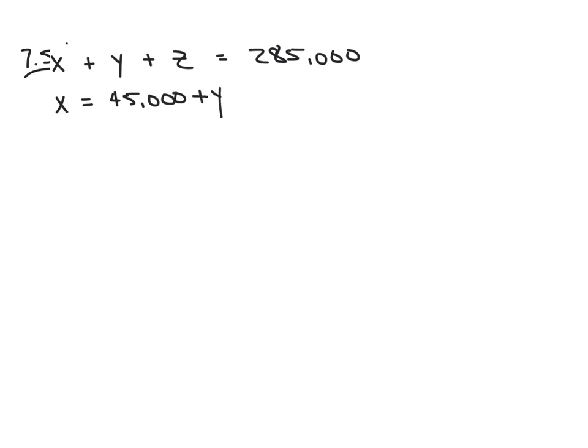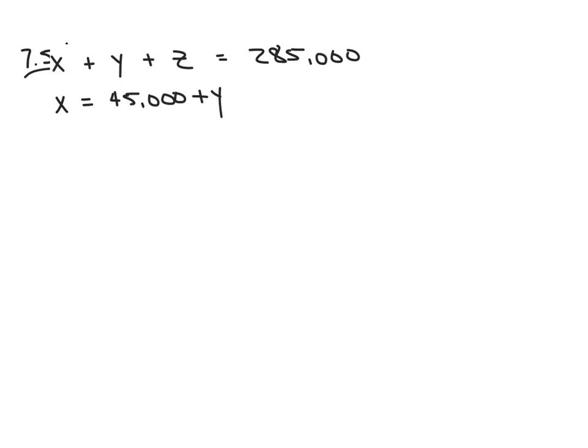So, a bank lends $285,000 to a development company to purchase 3 properties. Okay, so we're going to buy 3 pieces of property, X, Y, and Z. And the total cost of those is $285,000. Okay, so there's one equation. One of the properties costs $45,000 more than the other. Doesn't matter which one, but let's say that X costs $45,000 more than Y. Okay?